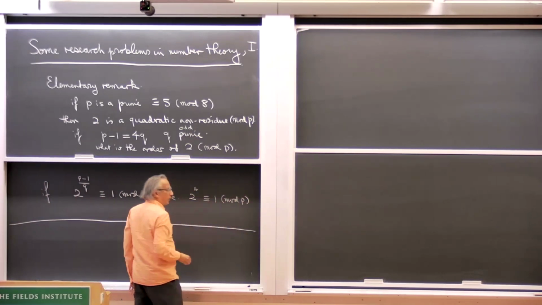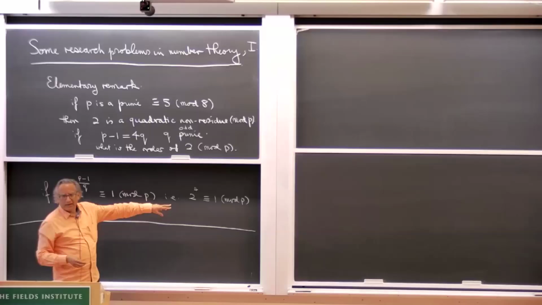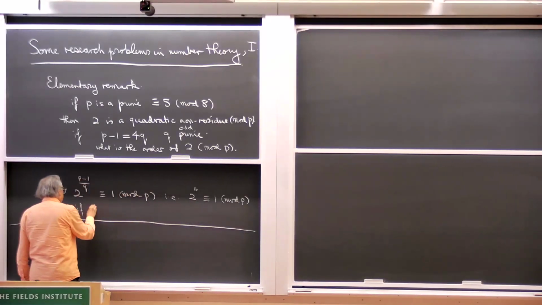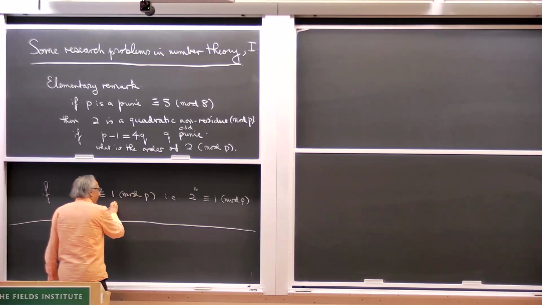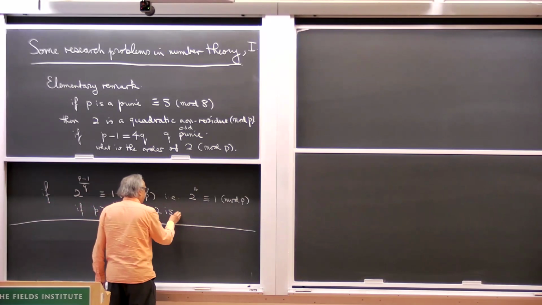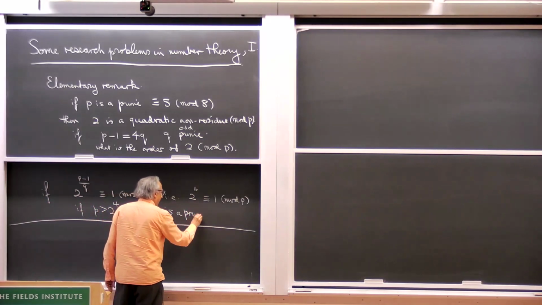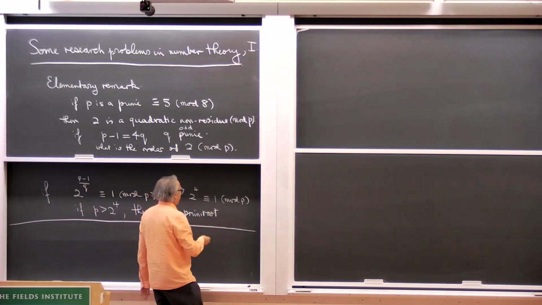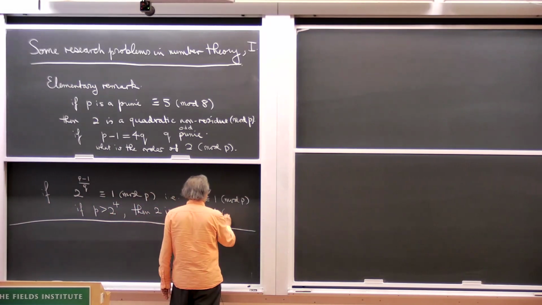This is the only obstruction. So prime divisors of 2 to the 4 minus 1 are the only obstruction. So if p is bigger than 2 to the 4, then 2 is a primitive root mod p. Even 5 is good enough. But at least this is certainly the case.